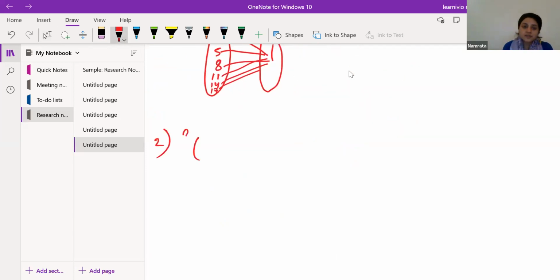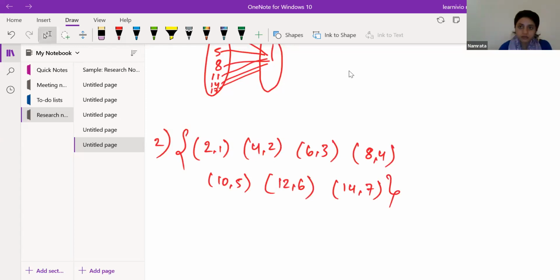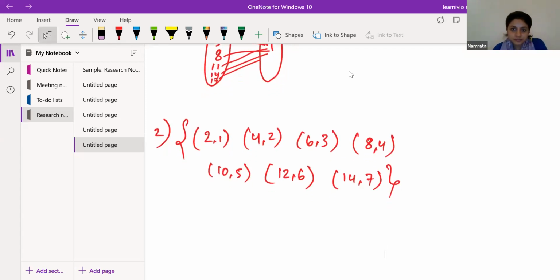The next one is 2, 1, 4, 2, 6, 3, 8, 4, 10, 5, 12, 6, and 14, 7. Is it a function? Yes, ma'am. Yes, it's a function. Everyone, is it a function? Yes. It's also a function. Is it getting clear? Yes, ma'am. Okay, let's do the next one.